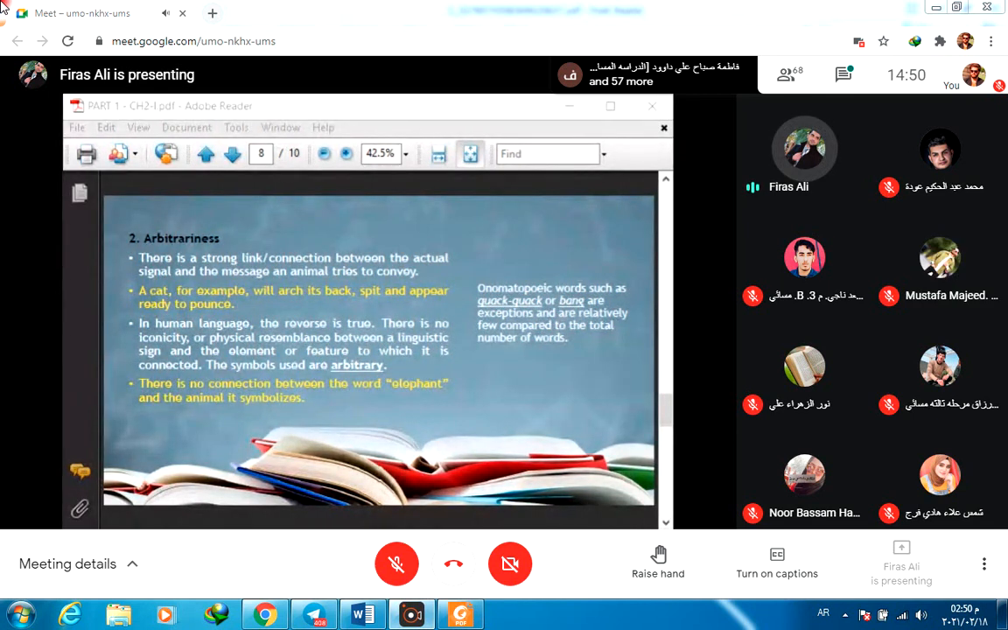But in animal communication, there is always a link or a connection between the message and the signal. Always. When the cat puffs its tail, it means that the cat is frightened. It's not arbitrary. When the cat arches its back, spits and appears, it means that the cat will be ready to pounce, to jump. So in animals, everything the animal produces is linked to the message that animal tries to convey. But we human beings know.